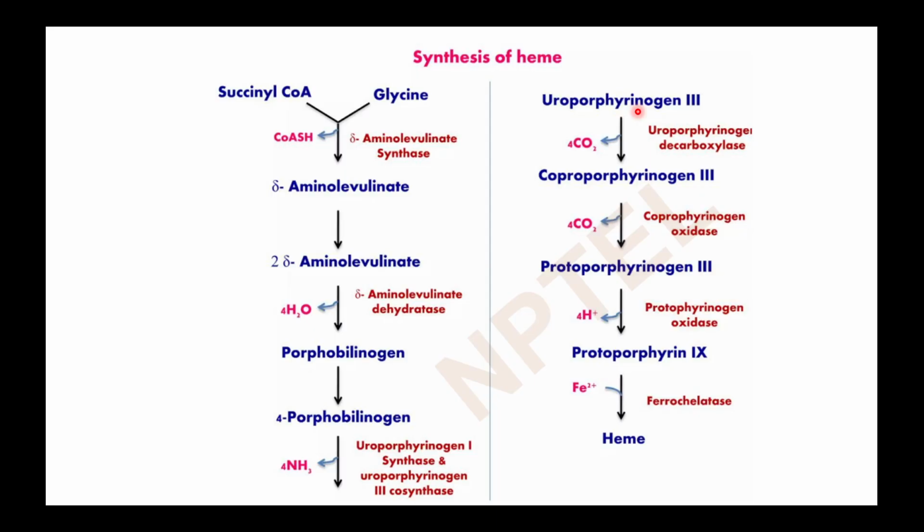So that is called the uroporphyrinogen 3. Then we'll get the coproporphyrinogen 3 and then protoporphyrinogen 3. And finally, we'll get the protoporphyrin 9, which is the heme without the iron, ferrous iron. So the ferrous iron will be attached to protoporphyrin 9 to form heme by the enzyme ferrochelatase. Okay. I hope this is clear.